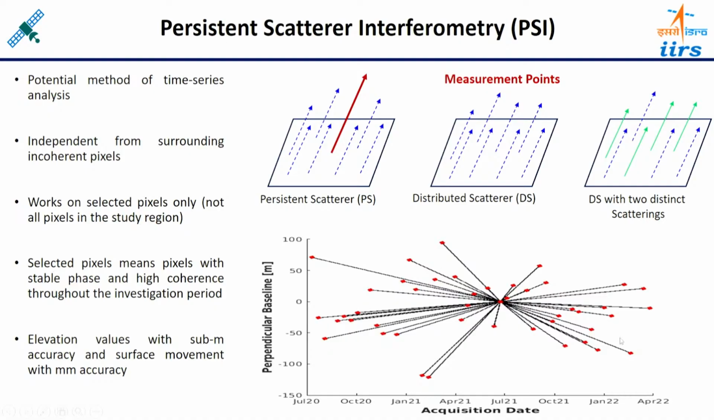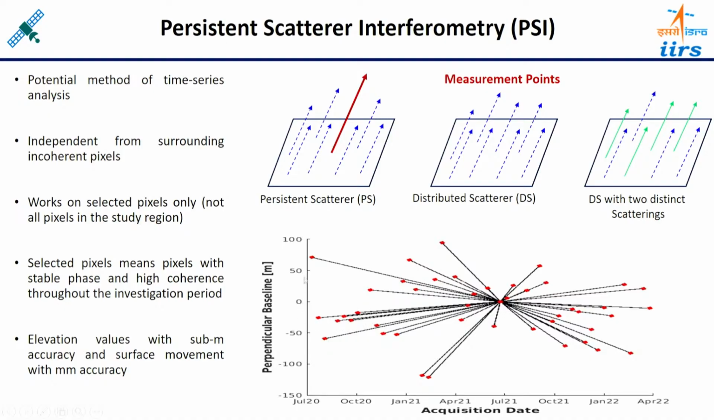So each line represents an interferogram, because this line is connected with two images, one image on one side, another image on the other side. So in each pair two images are there, and the line is governed by the baseline. Suppose you are talking about this particular line: one end of this line is here, another end is here, so time is varying from here to here, from July 2020 to July 2021, which means the temporal gap is almost 1 year.